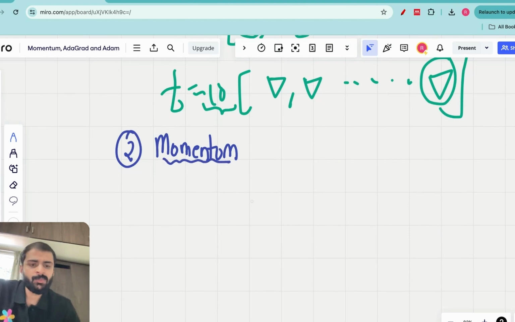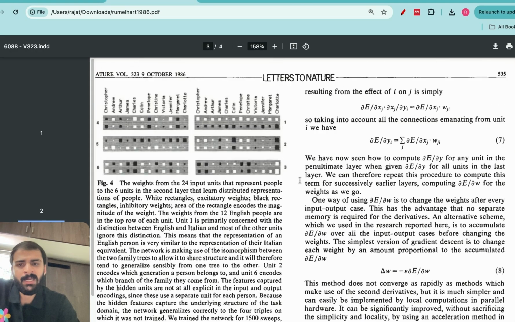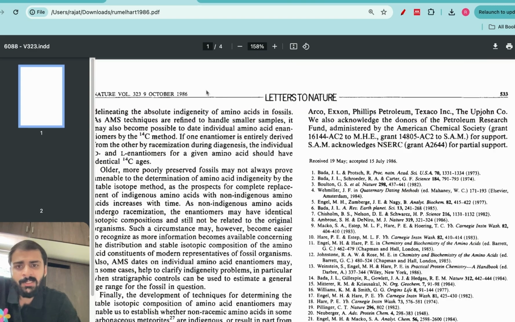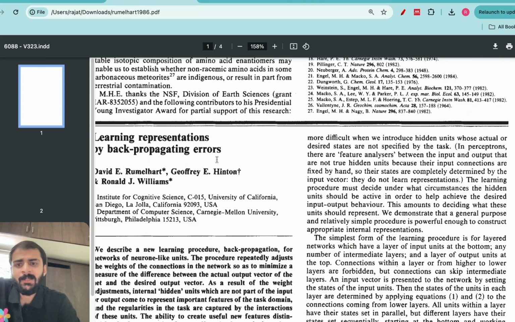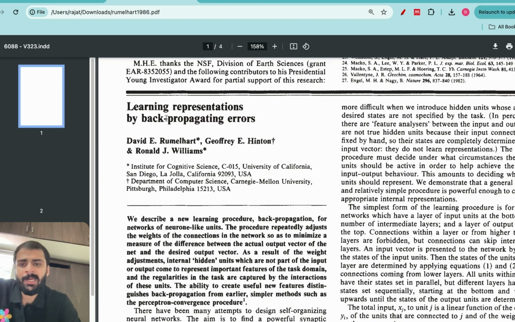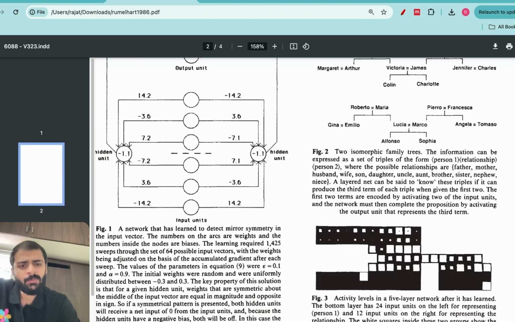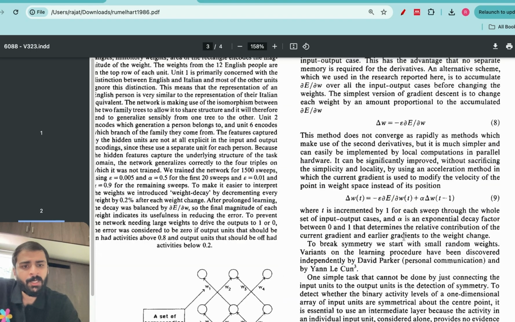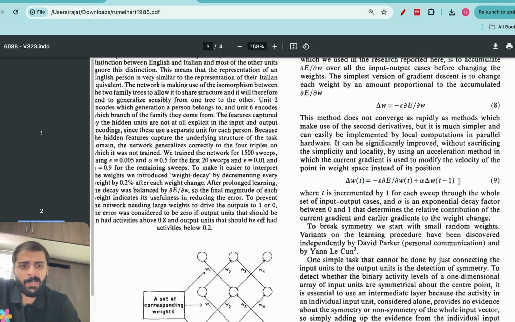Now, the idea of using momentum to speed up gradient descent has actually existed for the past 30 to 40 years. In fact, the first paper where the momentum idea was introduced was published in Nature Letters, and here you can see October 1986, and this was the paper. It was titled Learning Representations by Propagating Errors, and Geoffrey Hinton was one of the authors on the paper. If you scroll down below, you will see the idea of momentum being introduced over here, equation number 9.